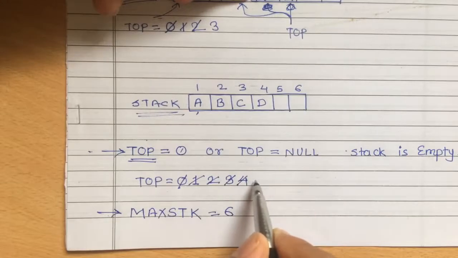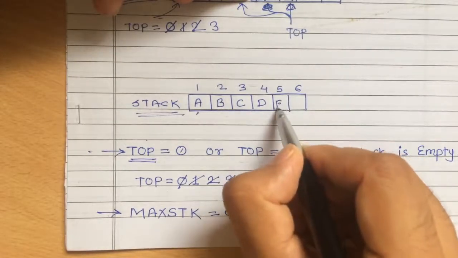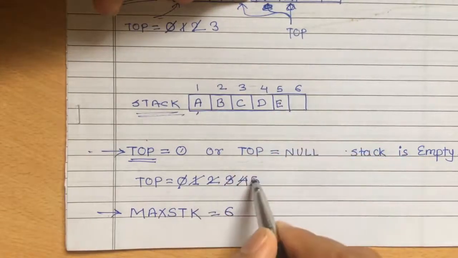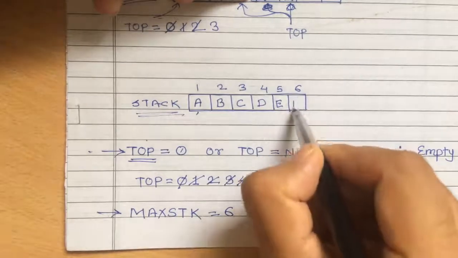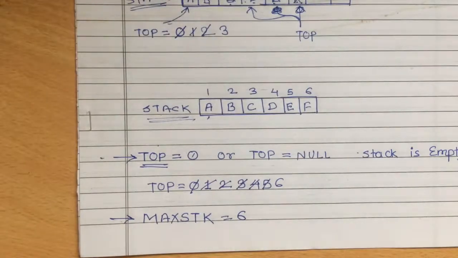Then I will increase the value of top by 1. Top becomes 5. I will insert one more element at the 5th position. Then top becomes 6. I will insert one more element at the 6th position. Now, is it possible to insert one more element in this stack? No, because in this case our stack is full.